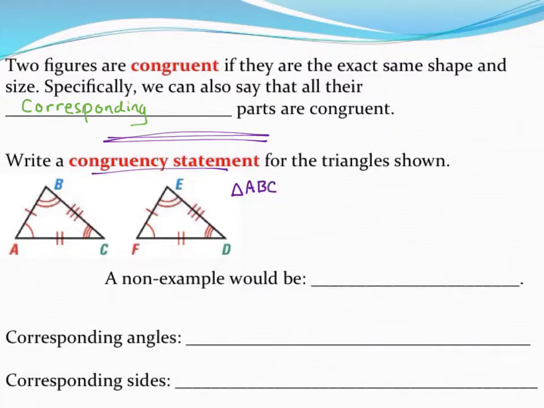But I have a choice. I mean, I don't have to do it as ABC. I could do any order I want to. But we're going to agree that we're going to put that first one alphabetical when we have a choice. The symbol for congruent is an equal sign with a little squiggle above it. So I want to say that's congruent to triangle.